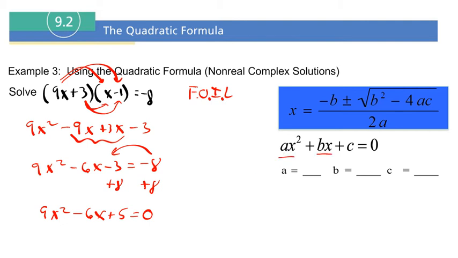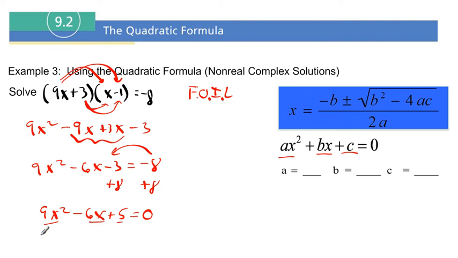Ax squared plus bx plus c. 9x squared minus 6x plus 5 equals 0. Now this is in standard form, just like this is right here. So we didn't even start the problem yet. In this problem specifically, we had to multiply using FOIL, move the constant term to the left-hand side, and put it in standard form. That's what we have.